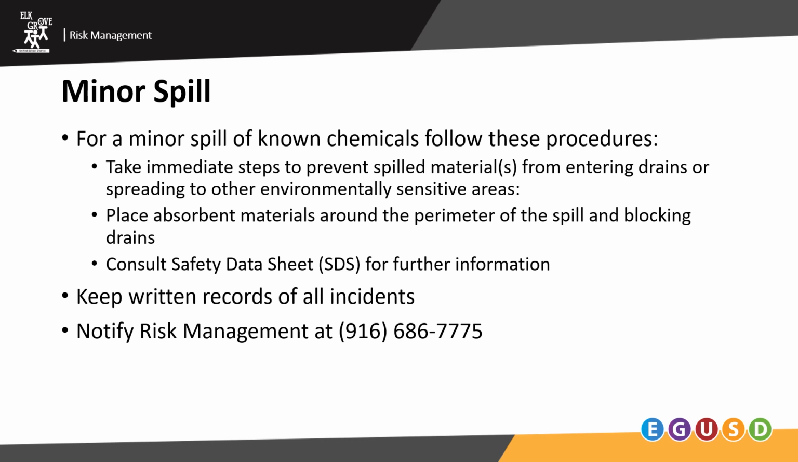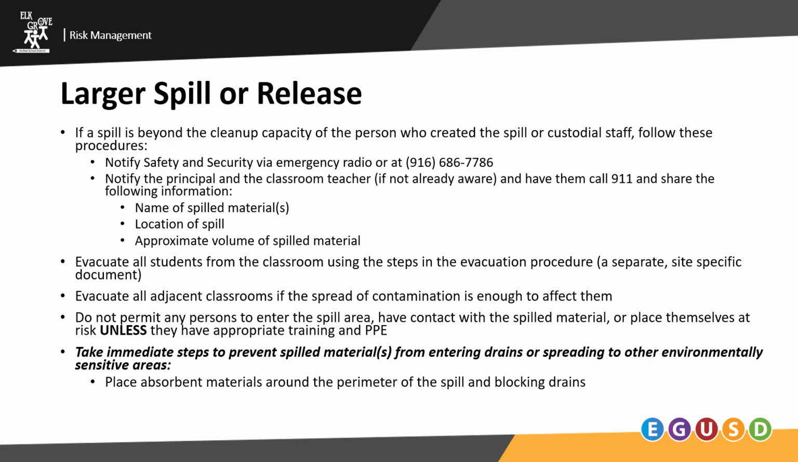Notify Risk Management at 916-686-7775. Larger spill or release. If a spill is beyond the cleanup capacity of the person who created the spill or custodial staff, follow these procedures. Notify safety and security via emergency radio or at 916-686-7786. Notify the principal and the classroom teacher, if not already aware, and have them call 911 and share the following information: name of spilled materials, location of spill, and approximate volume of spilled material.